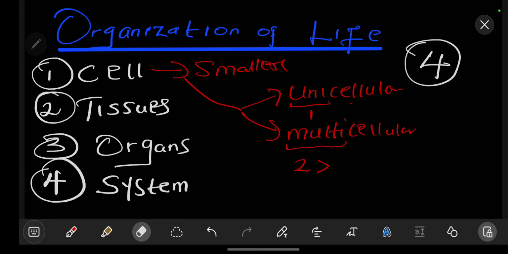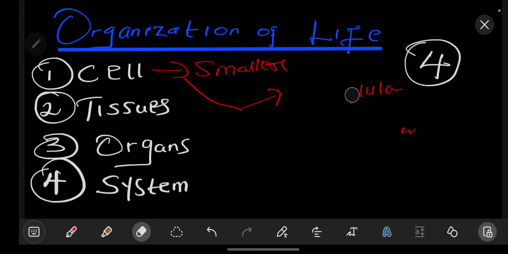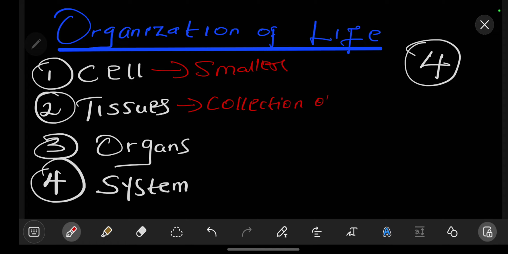Alright, so moving on to tissues really quick. So what exactly is tissue? Tissue simply refers to the collection of similar cells. That is basically what tissue is. While the cell we talked about is the smallest unit of life, tissue here is the collection. Collection means the aggregation of similar cells.